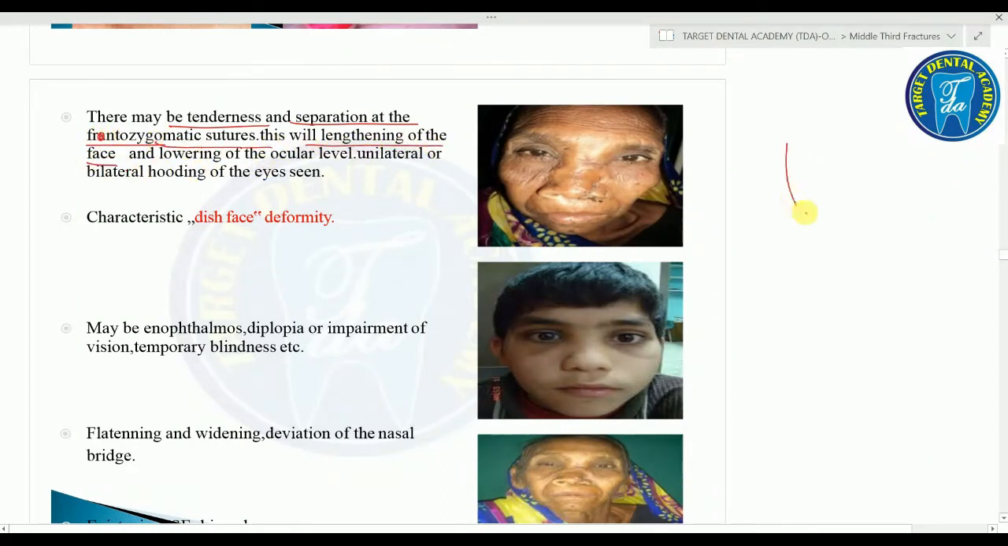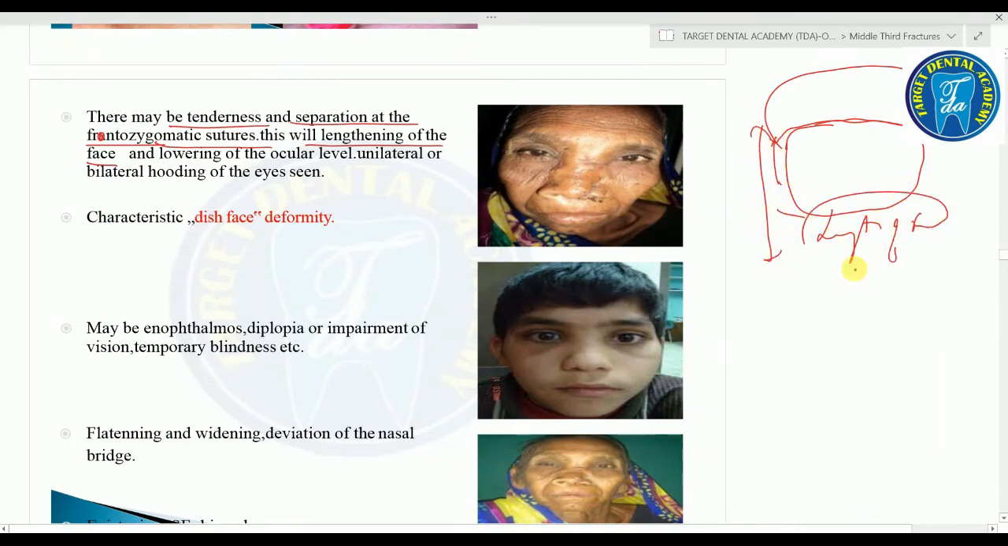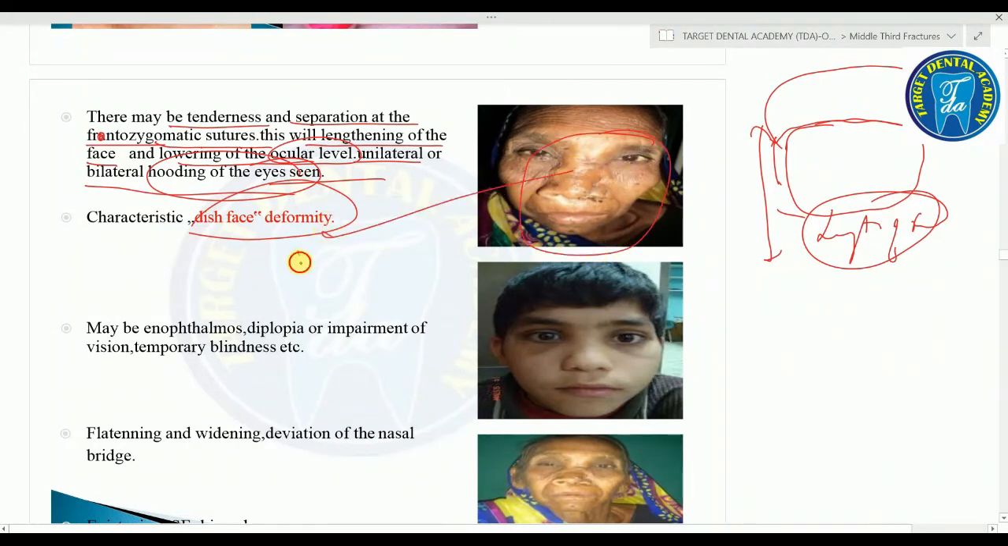Why? Because the middle third, or the frontozygomatic suture, detaches from the skull, and when it gets detached, it leads to an increase in the length of the face, or you can say there is a lengthening of the face, and there is a lowering of the ocular level. Unilateral or bilateral hooding of the eyes is also seen. The characteristic feature is the dish face deformity. Important.